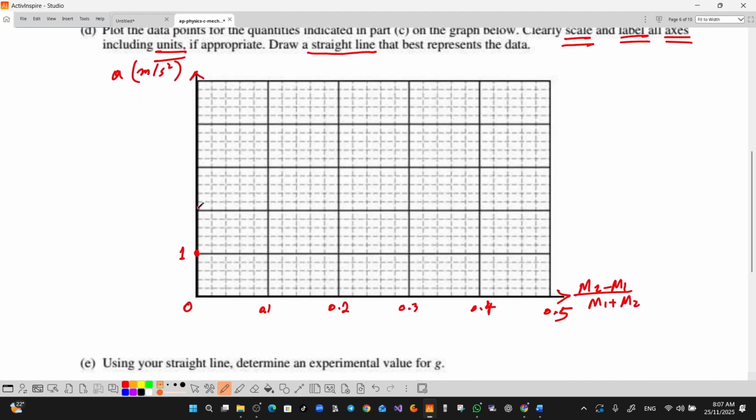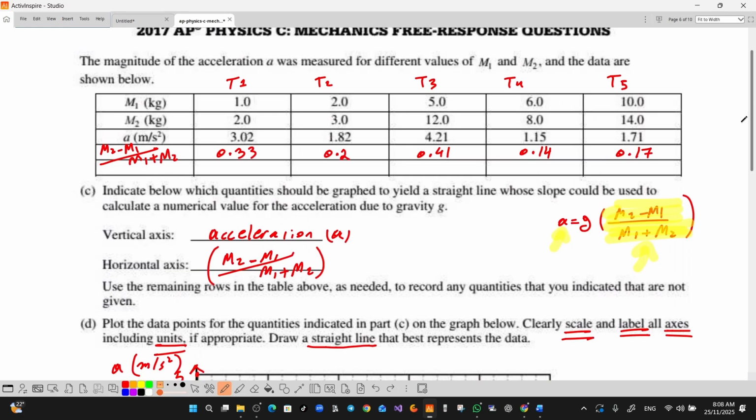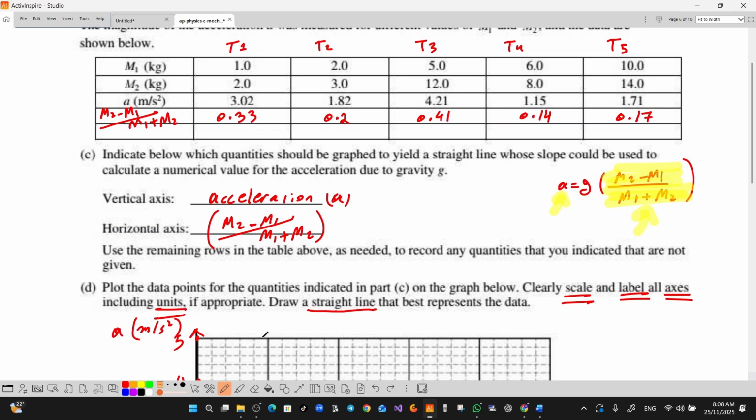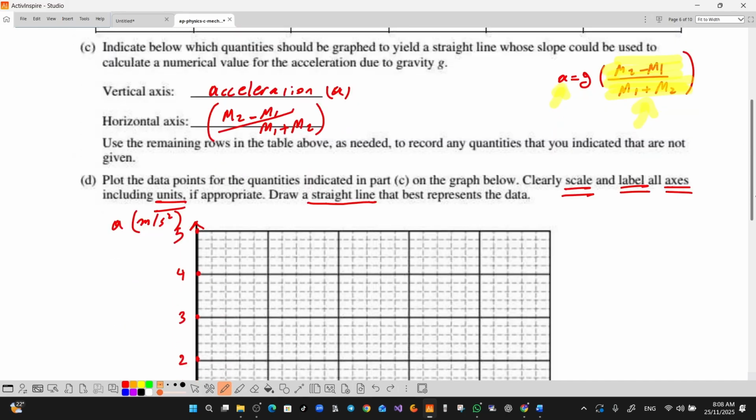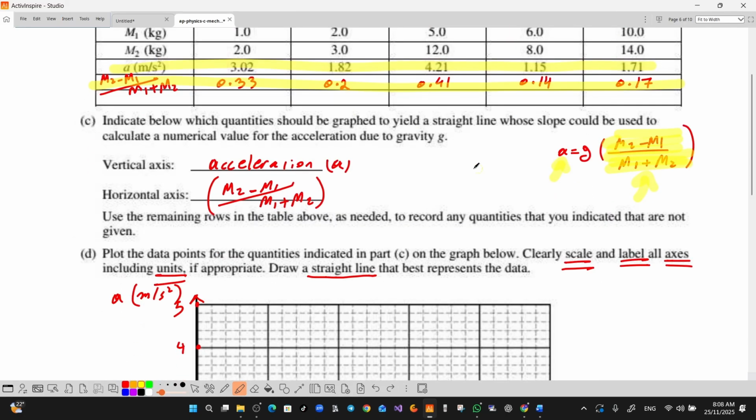So 1, 2, 3, 4, and 5. Now we can use this scale to determine the data or the point from the table. Remember that this graph represents the acceleration and the fractional mass. So our data should be extracted from the acceleration row and the fractional mass row. This is along the vertical, this is along the horizontal.